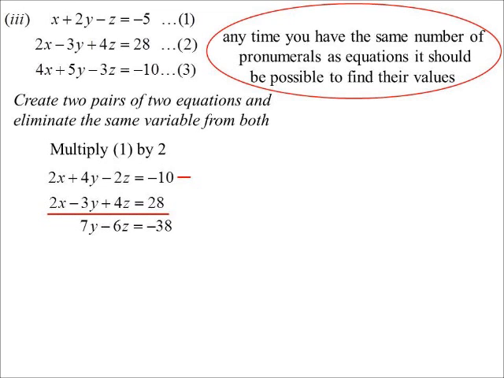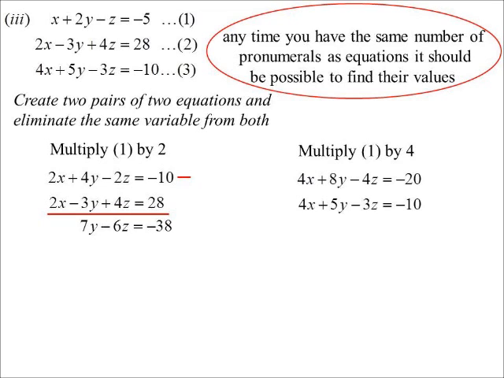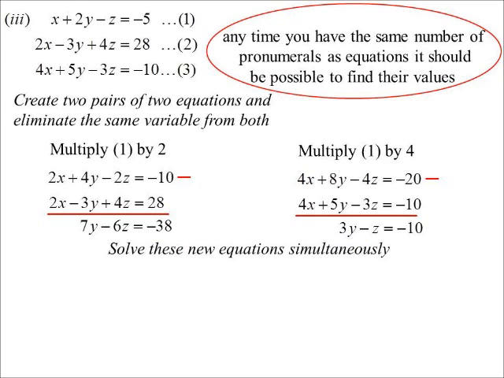There's my new equation. 7y minus 6z is minus 38. So if I now multiply the first one by 4, so I'm going to match up the first and the third equation here. If I multiply it by 4 and eliminate the x's, I now come up with another equation which just has y and z. So now I solve those two simultaneously.